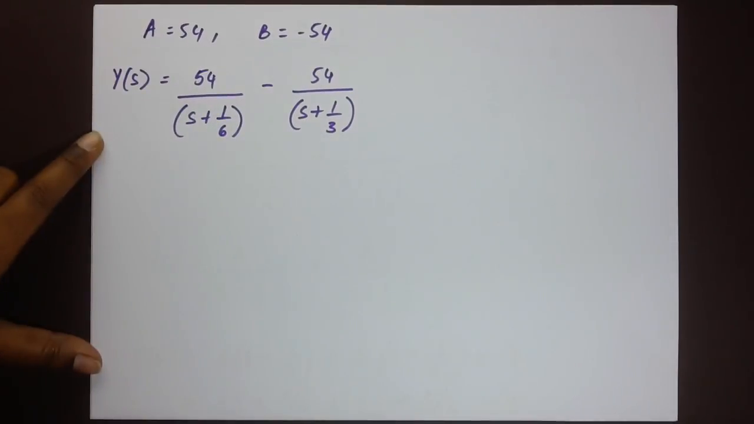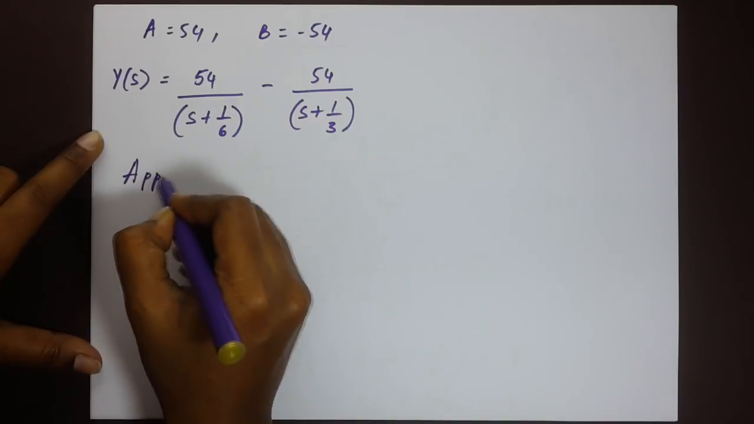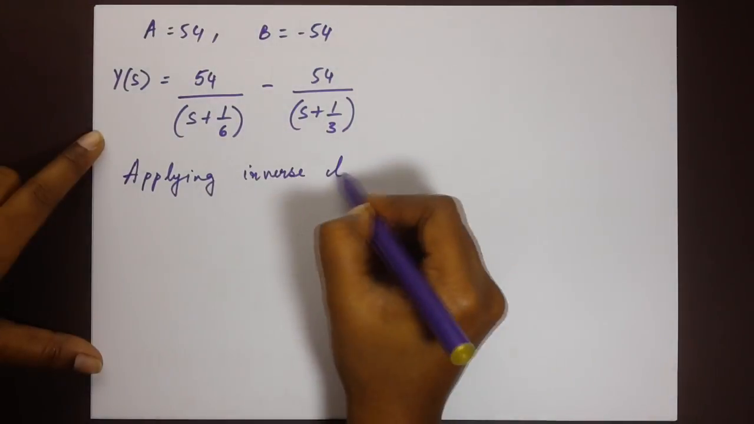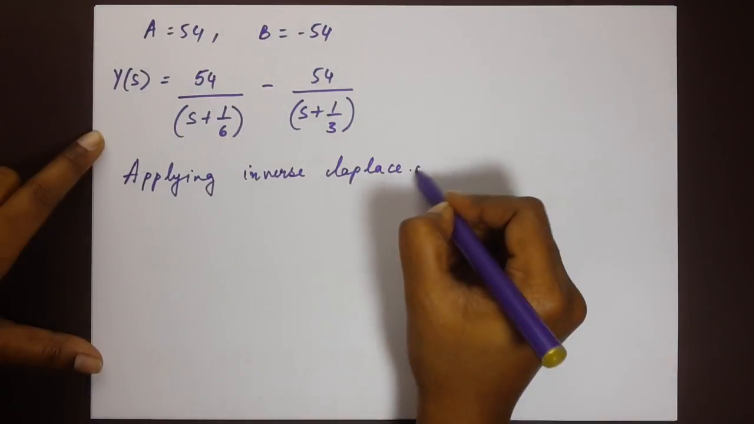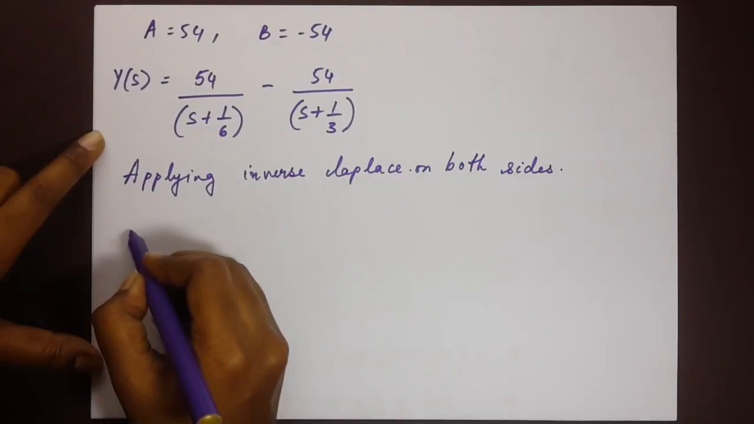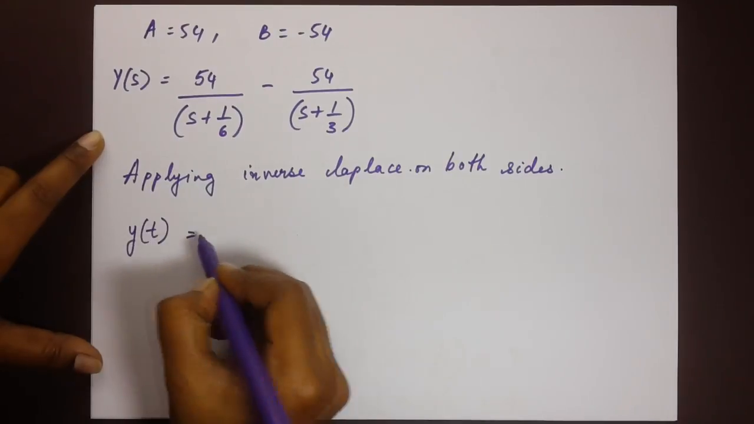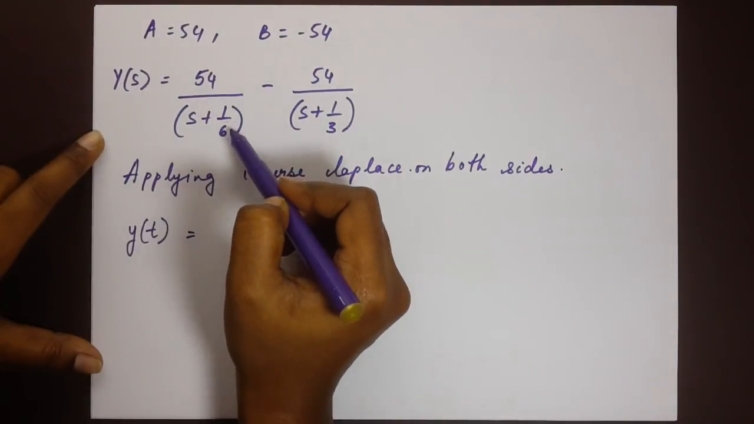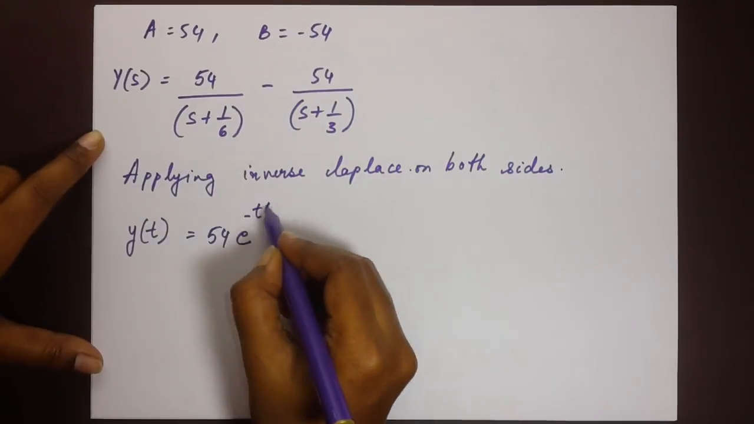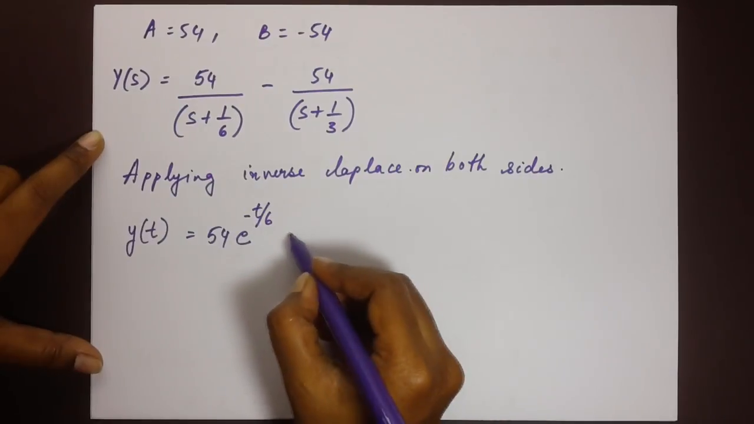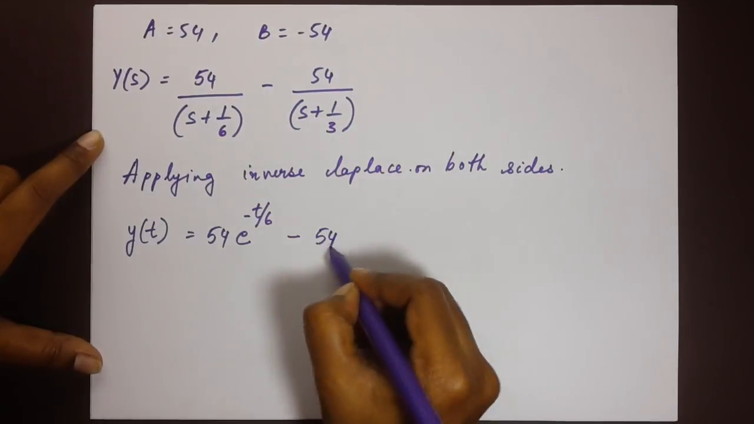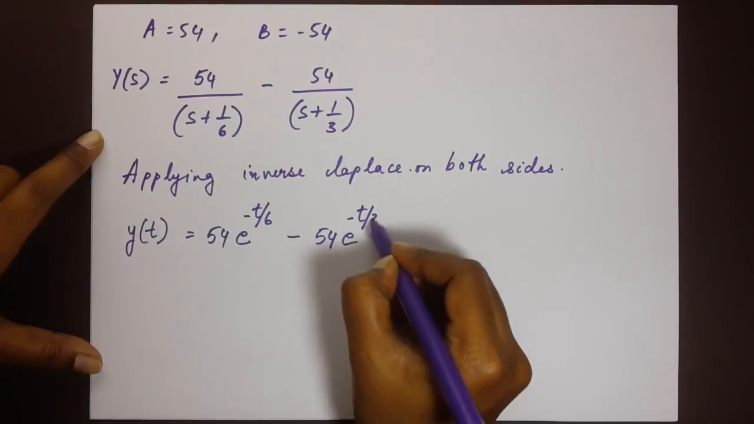Now we take inverse Laplace. Applying inverse Laplace on both sides, we get y of t is equal to, now 54 divided by s plus 1 by 6 gives 54 e power minus t by 6, minus, now the Laplace inverse of this term is 54 e power minus t by 3.